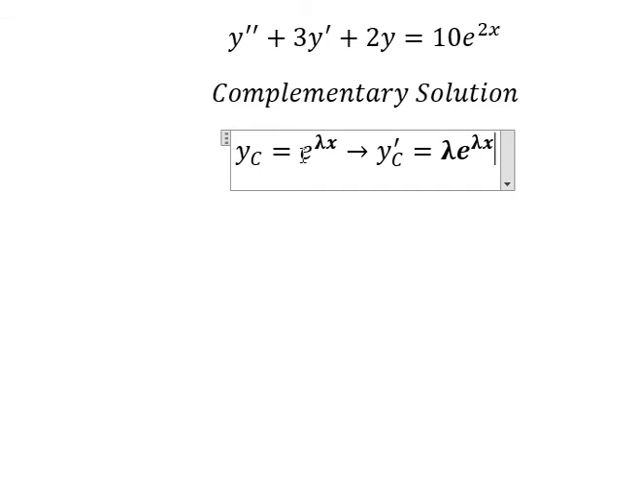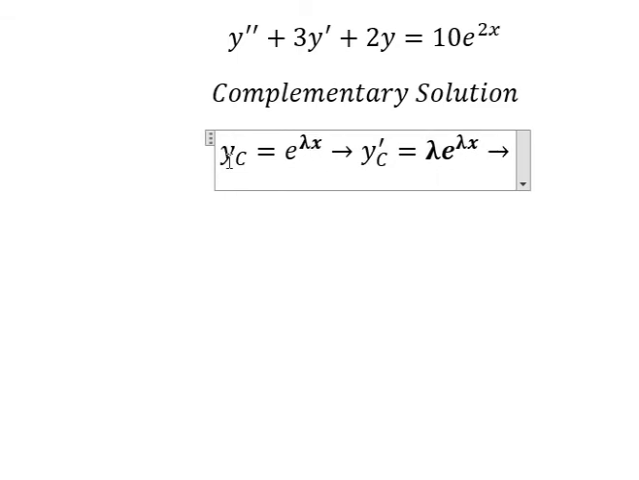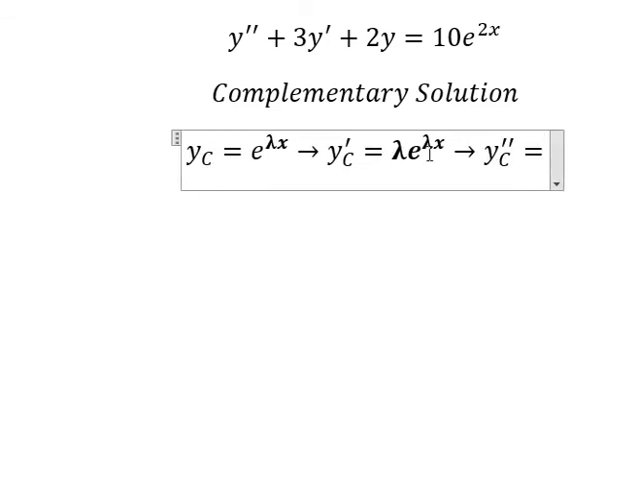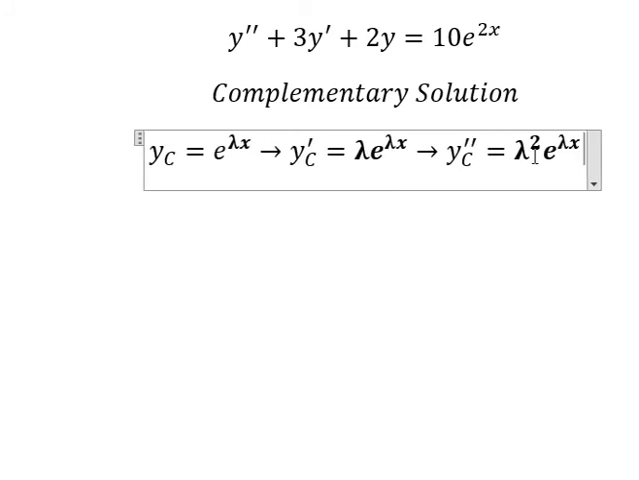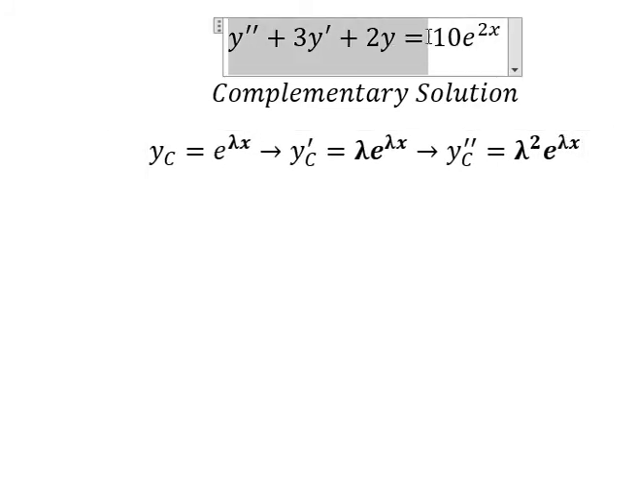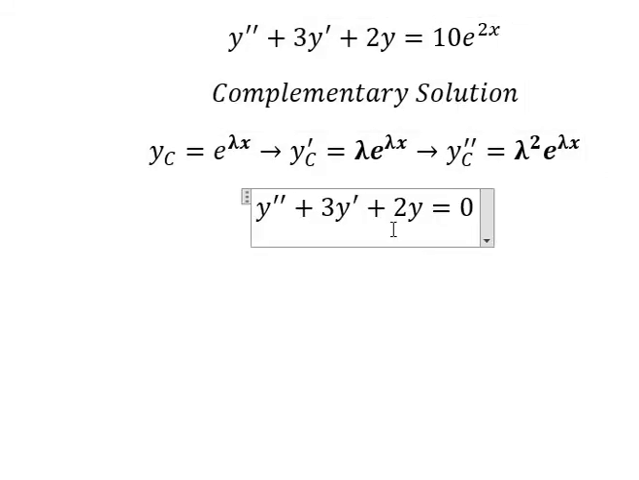If we do the first derivative of this one, we keep the same e to the power of lambda s. Later, we need to do the first derivative of lambda s, and you get lambda. Next, we need to do the second derivative of this one. We have lambda square e to the power of lambda s. Because this is about the complementary solution, this one equals 0.